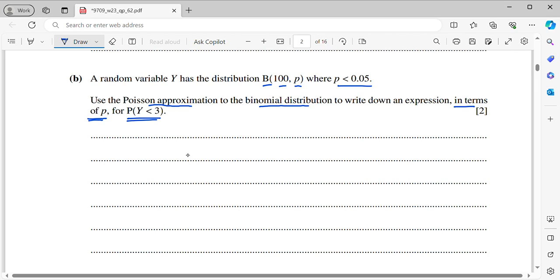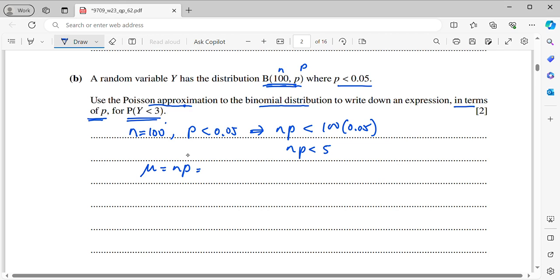From here we know that n is 100 and p is less than 0.05. When you calculate np, it's less than 100 times 0.05, which means np is going to be less than 5. Because np is less than 5 and n is greater than 50, instead of binomial distributed, you approximate to Poisson. So now your mu, or lambda in the Poisson, equals np.